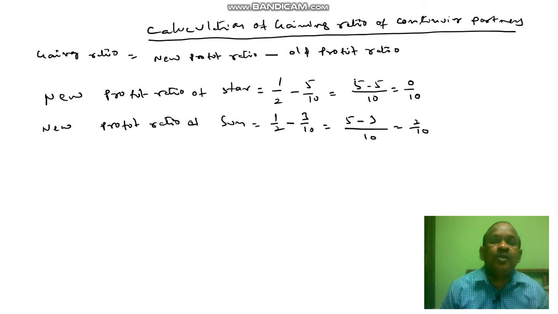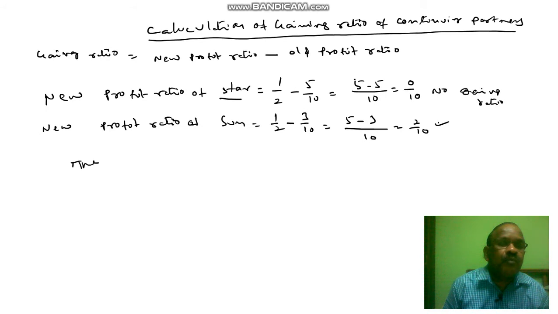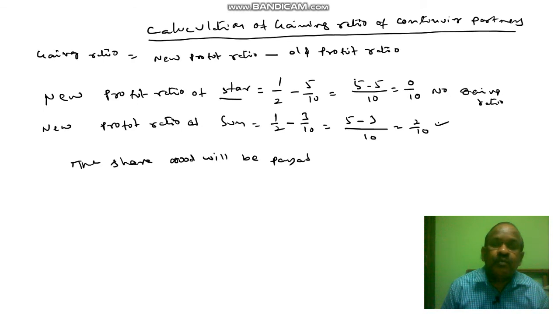So here there is no gaining ratio for Star. He is not gaining any, only Sun gained 2/10. So that here the share of goodwill will be payable to the retiring partner.